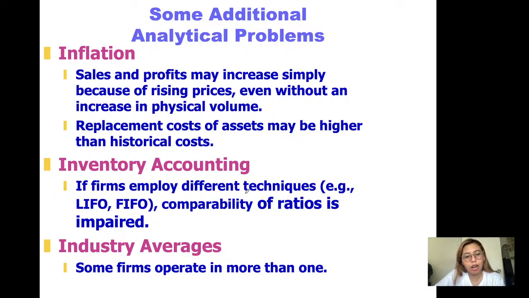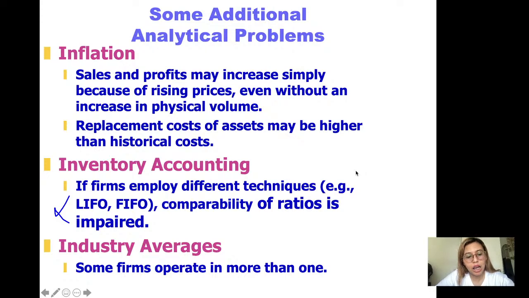Next is inventory accounting, if the firms employ different techniques: LIFO and FIFO. We only touched on this, class. These are the methods or techniques used in the inventory accounting system: last in, first out, and first in, first out. But we will not study that yet. Then industry averages: some firms operate in more than one industry. This is more of an analytical problem.